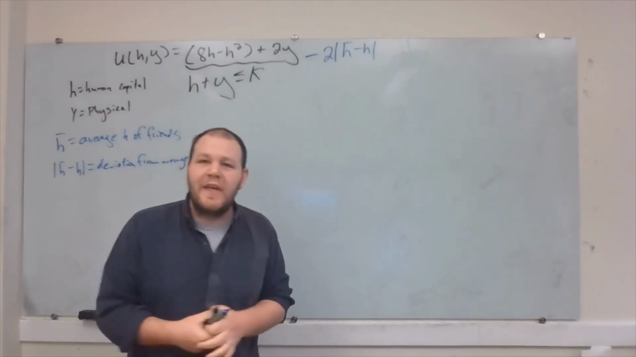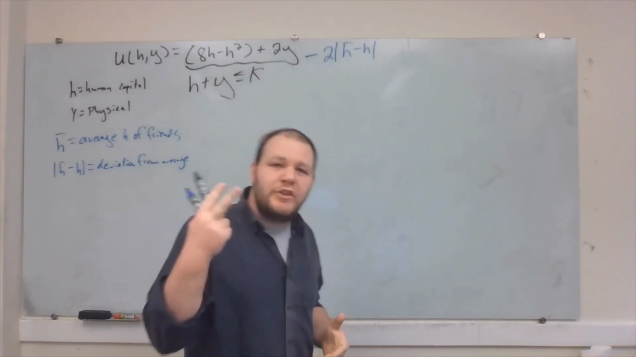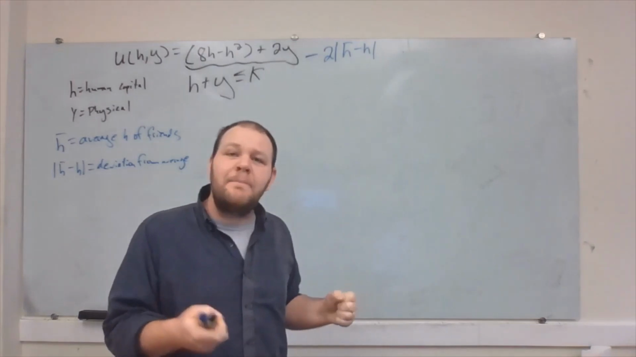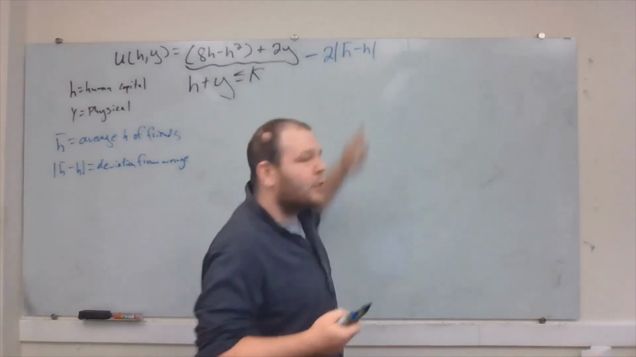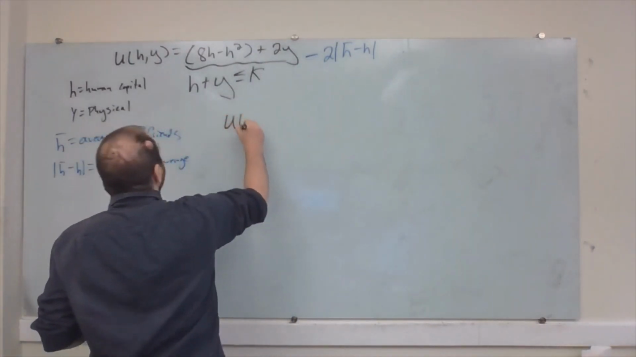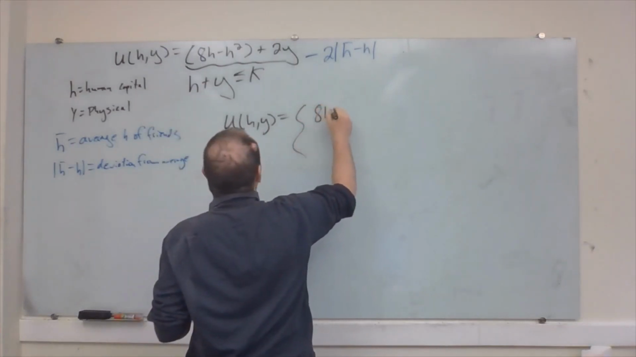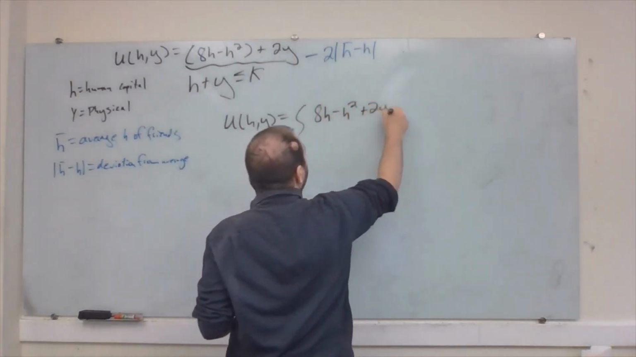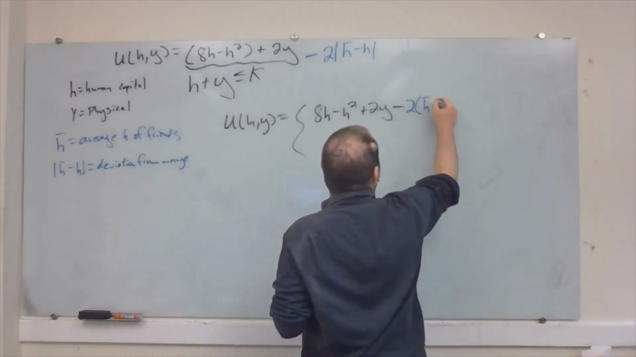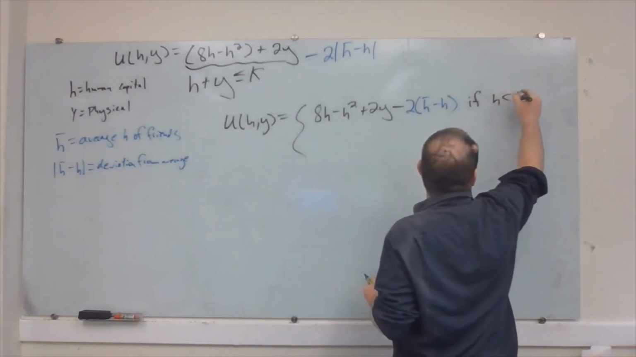So how is this going to affect your optimal decision? To help us think through this, why don't we break this utility function up into a piecewise function, so we can think about these two situations separately. One situation is where you're a nerd who has too much human capital relative to everyone else and feels bad about it. The other is when you're a burnout: you don't have enough human capital relative to everyone else and you feel bad about that. So let's say our utility in terms of h and y is a piecewise function. It's going to be 8h minus h squared plus 2y minus 2 times h bar minus h if h is less than h bar.